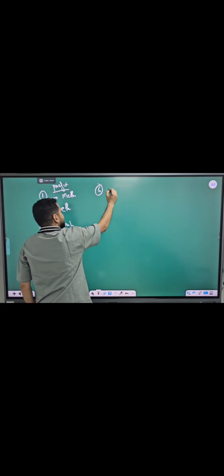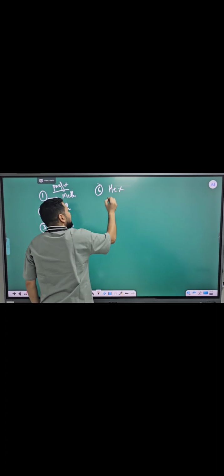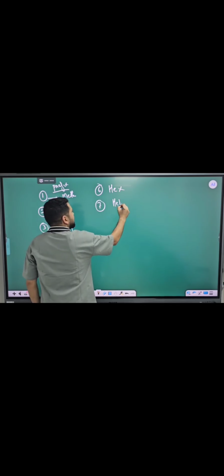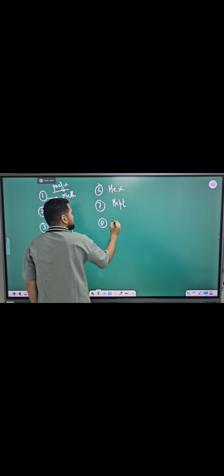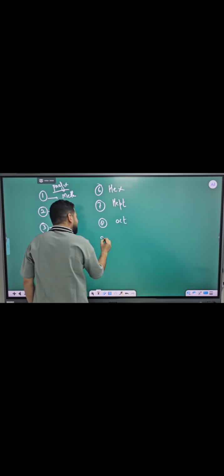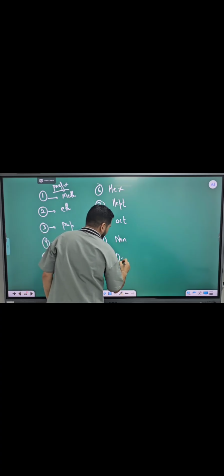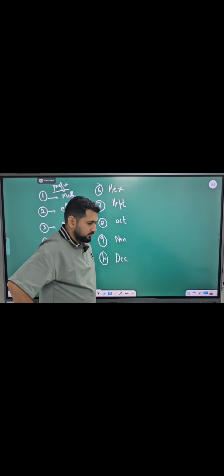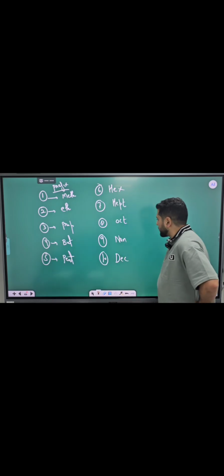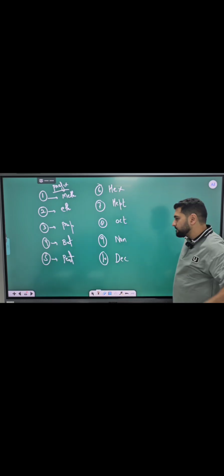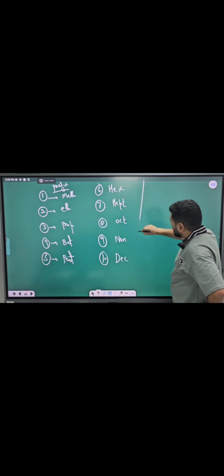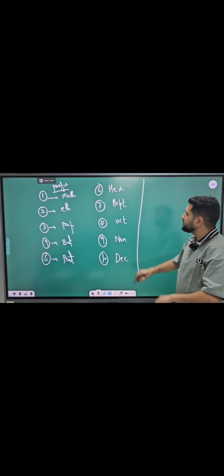Right? In the same way, if there are six carbon atoms, we use hex. If there are seven carbon atoms, we use hept. If there are eight carbon atoms, we use oct. If there are nine carbon atoms, we use non. If there are 10 carbon atoms, we use dec. Clear, guys? This is the prefix. Clear? Now, I will write down one simple point.